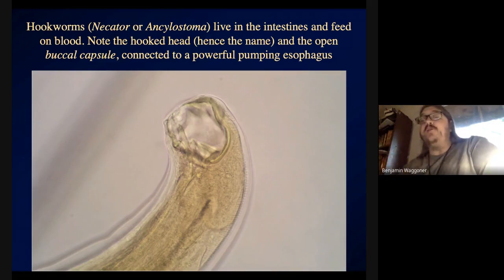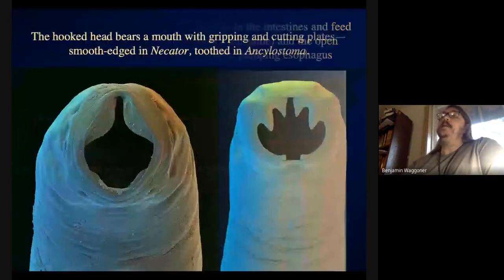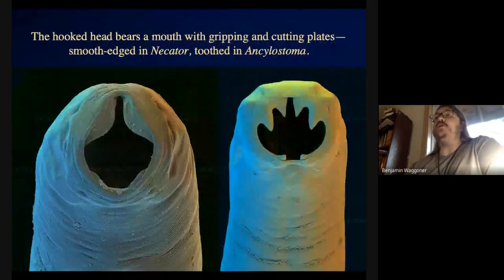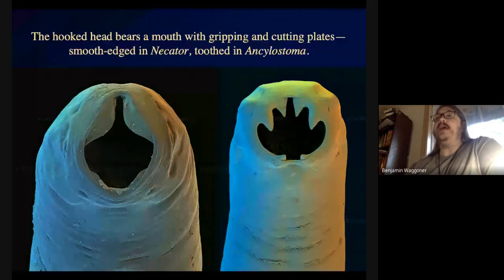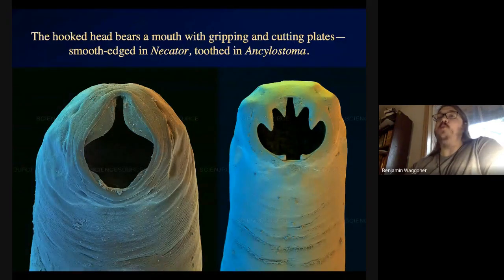And it's hard to see in this picture, but that buccal capsule is surrounded by gripping and cutting plates. In genus Ancylostoma, you can see that the plates are toothed. They're smooth-edged like knife blades in genus Necator. And I'll be focusing on Necator americanus, Latin for American killer, for today. So hooked head with that perpetually open buccal capsule surrounded by plates, sharp ones.